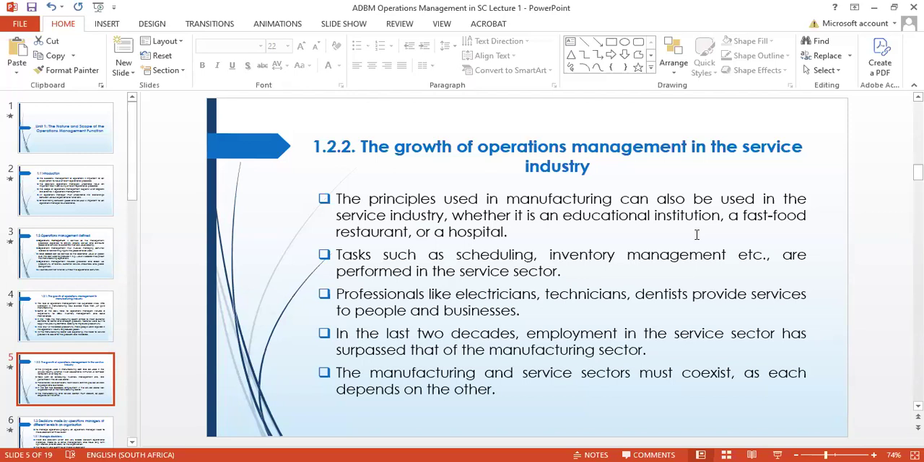Because there's some form of, for example, inventory, that is technicians. These ones provide services to businesses in the manufacturing sector and people in general. A business needs electricians to look at what electricity is doing, maybe if there are faults and so on, or to install something new. We have technicians. They provide services to the manufacturing sector.